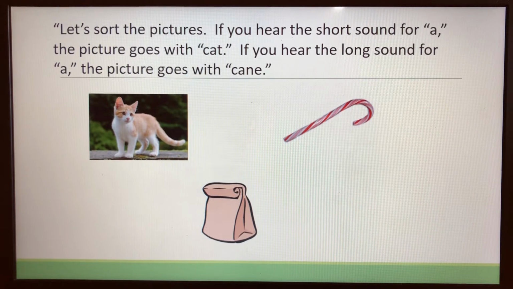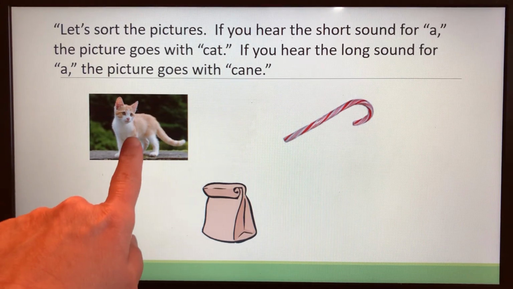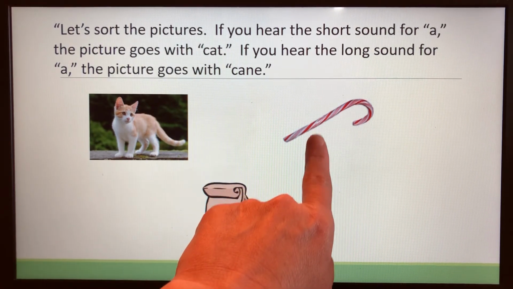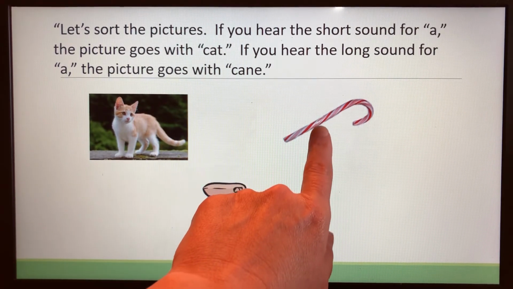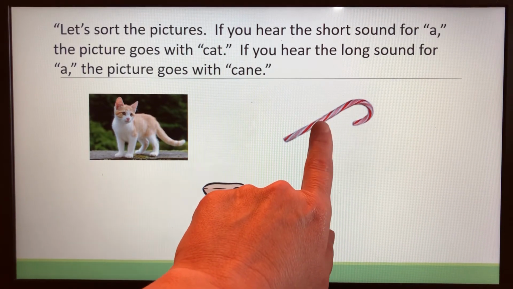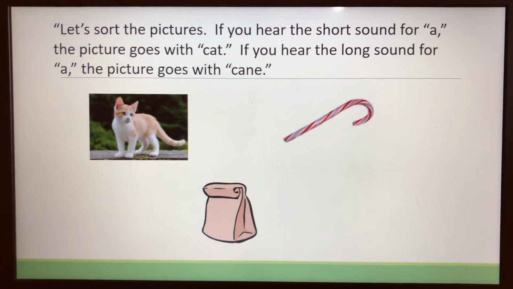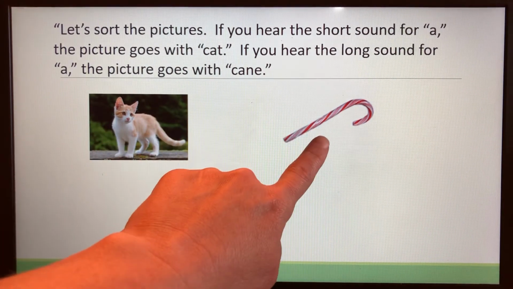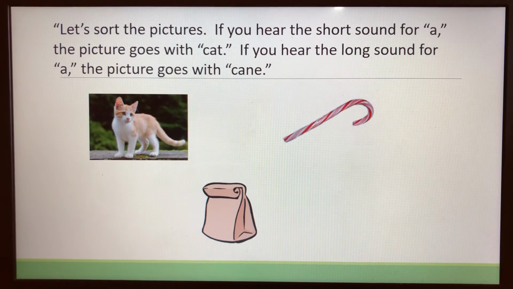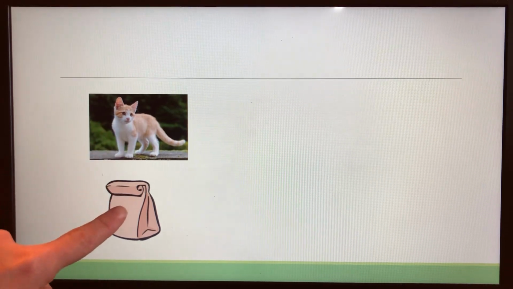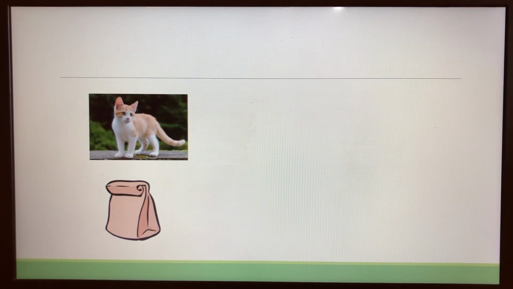Let's sort some pictures. If you hear the short sound for A, the ah sound, the picture is going to go with the picture of the cat. If you hear the long sound for A, the picture is going to go with the long sound for A, like in the word cane. So this is a bag. Let's listen again for the middle sound in bag. Does it sound like ah or A? Bag. You're right, it says ah. Cat and bag both have the same middle sound, ah.